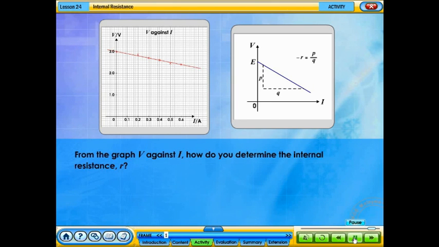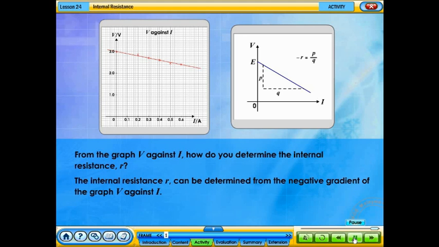From the graph V against I, how do you determine the internal resistance R? The internal resistance R can be determined from the negative gradient of the graph V against I.